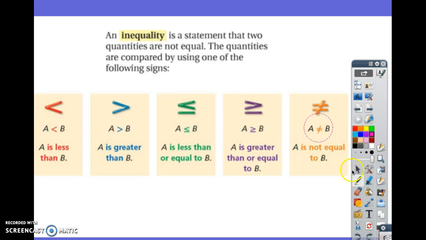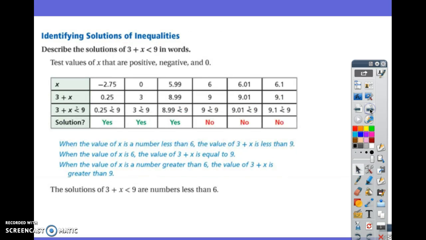Okay, now we're going to move on and talk about solutions of inequalities. We're going to look at describing in words how the solutions of 3 plus x is less than 9 work. What you're just going to do is put in examples of numbers and see what works and what doesn't work. So let's just take 0.